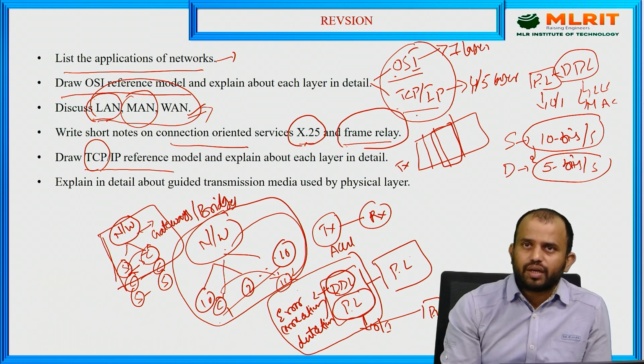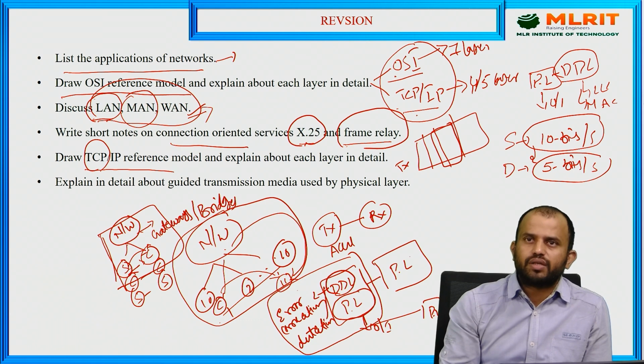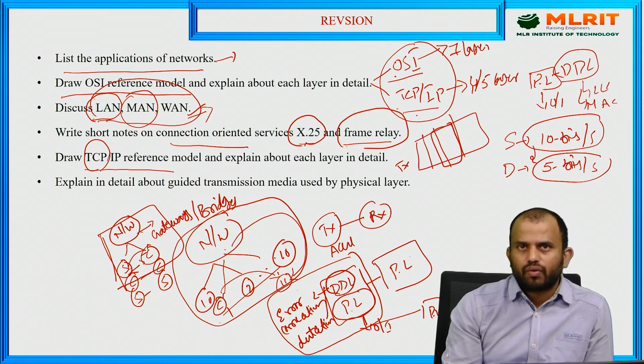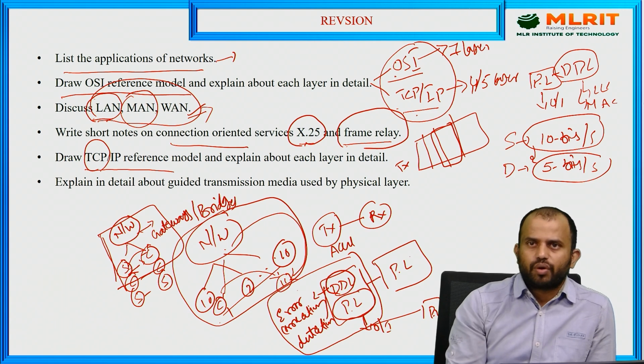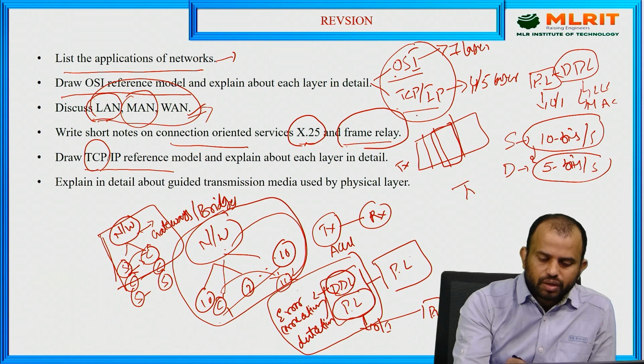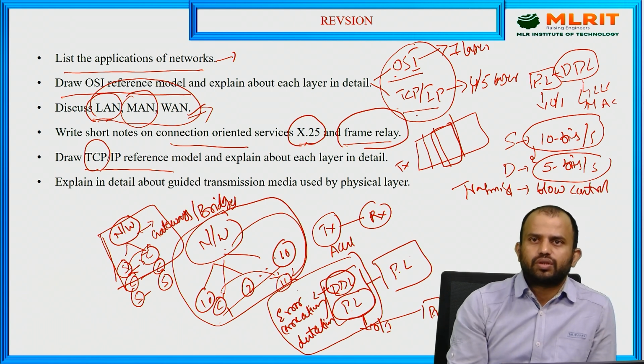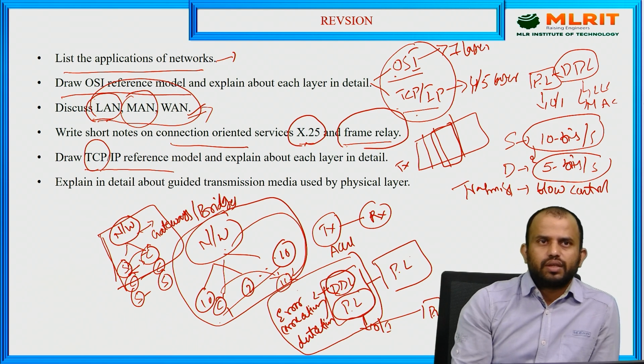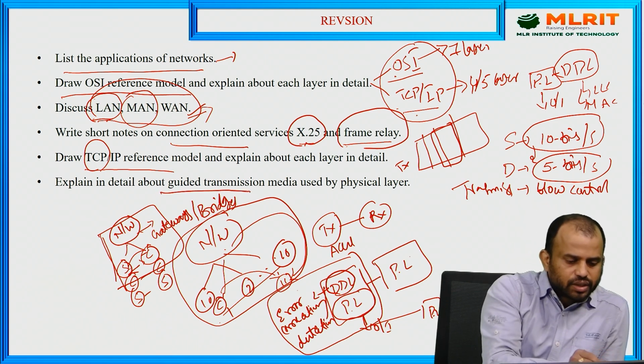So that kind of transmission control mechanism is also used in the TCP/IP reference model. That is one of the advantages of this protocol, the Transmission Control Protocol. It controls the transmission rate, which we call a flow control mechanism, and this is also available in the Transmission Control Protocol. And the next topic is guided transmission media.